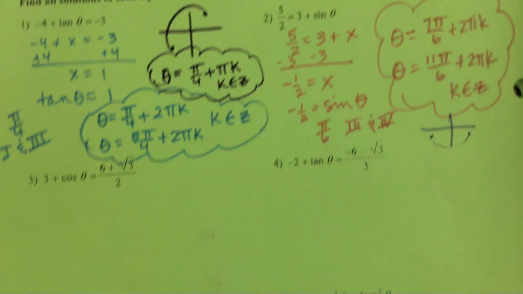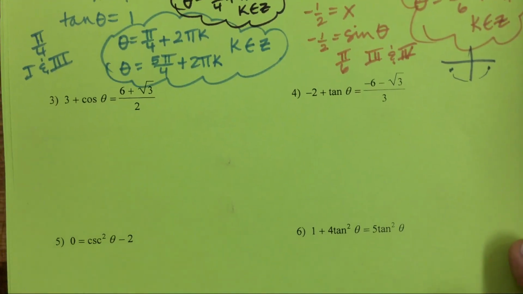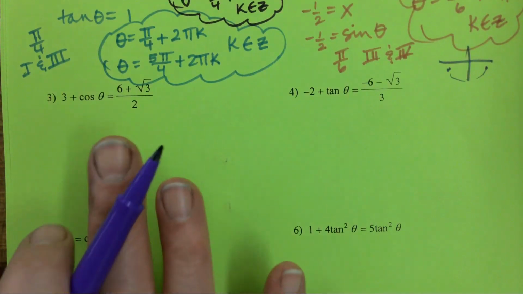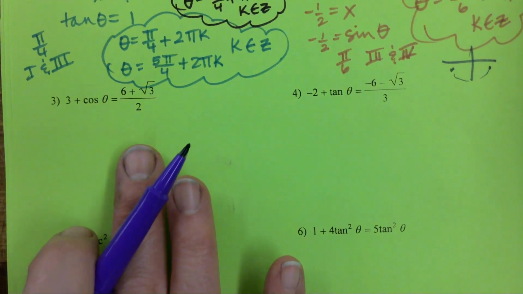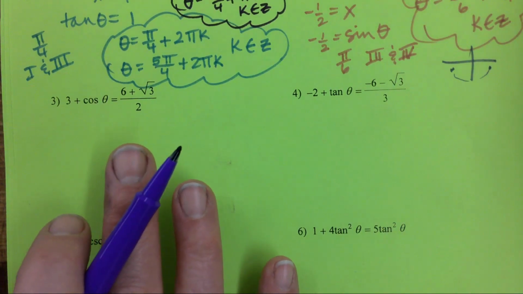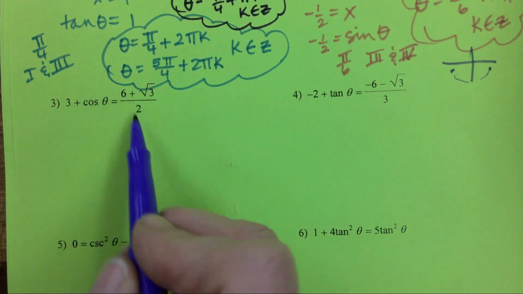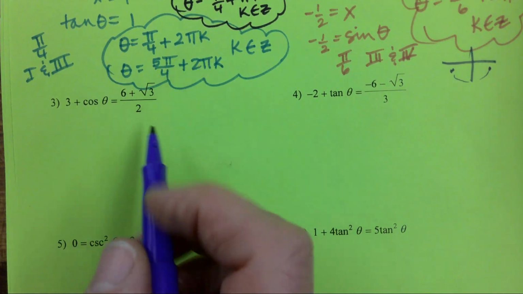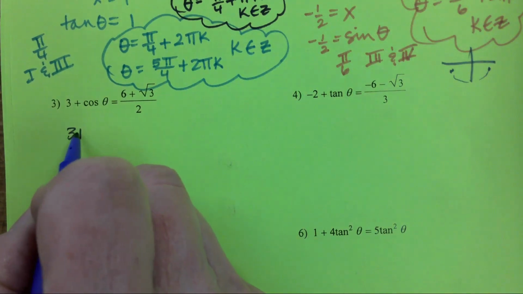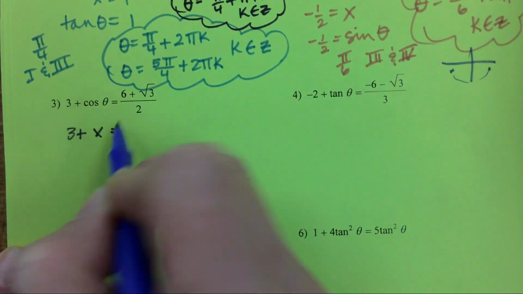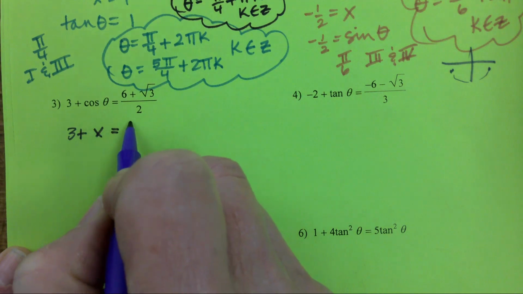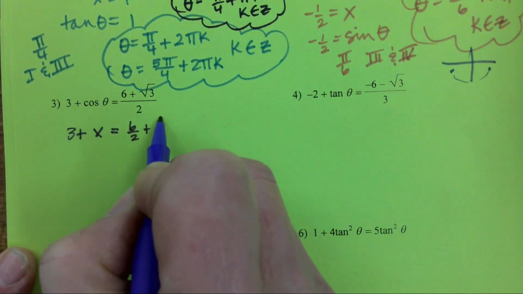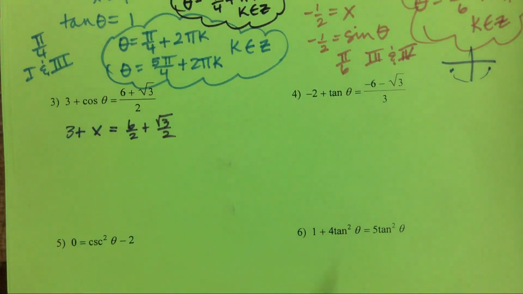All right, keep moving. People get afraid when they see these. Like, oh man, what do I do? Well, we've talked about this before when we were doing identities. Let's break apart that division. This is the same as 3 plus, I'm going to put it in x, and that's 6 over 2 plus the square root of 3 over 2. See what I did? We've done it before.